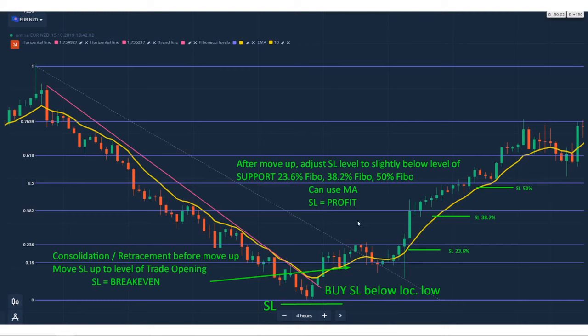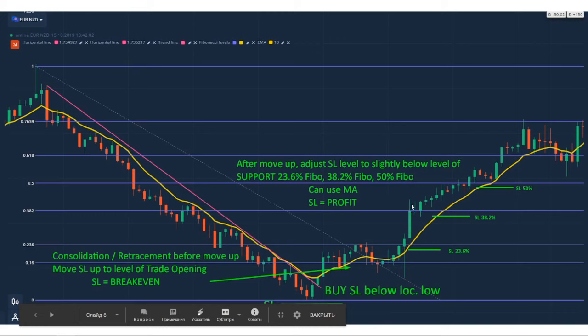And basically here we have another example of a buy trade. What we can see here is that we enter our buy trade right here as the price breaks this trend line down and moves above our moving average. We set our stop loss slightly below this minimum. We can see a little bit of a consolidation. The price rests a little bit, and then the price moves up again.